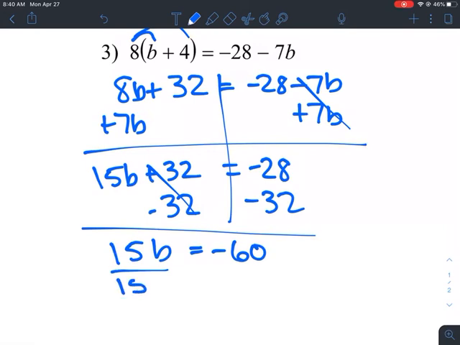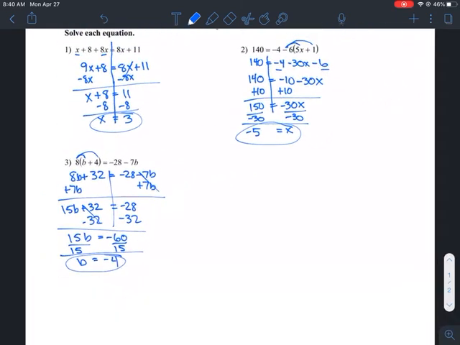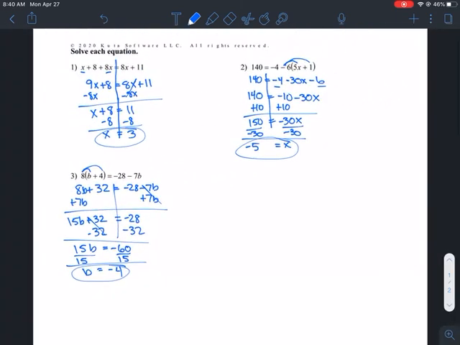The number and the variable are touching, so I got to divide both sides. So b is negative 4. And there you go. Solving regular equations.